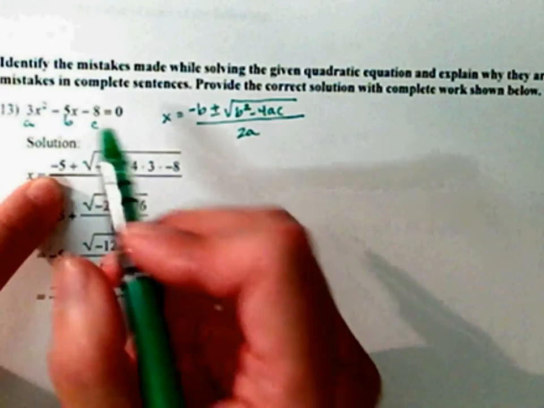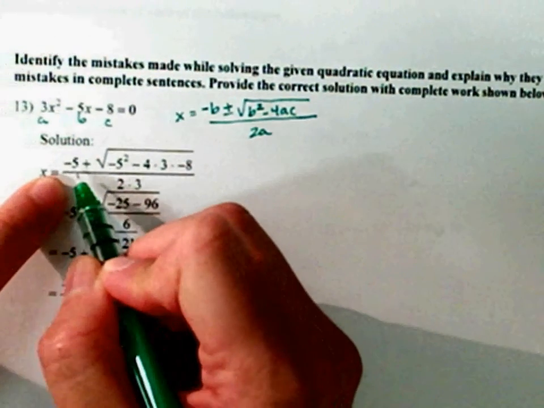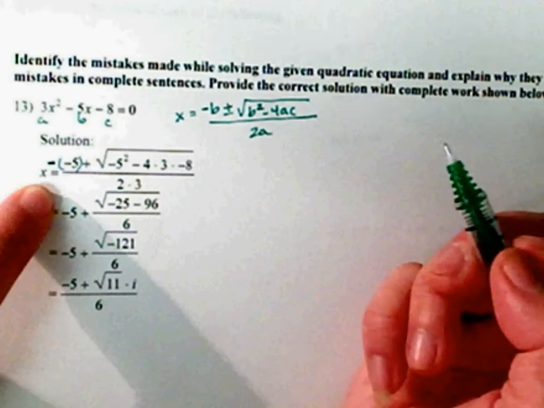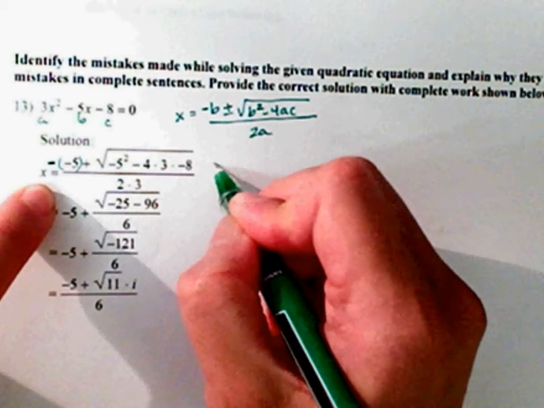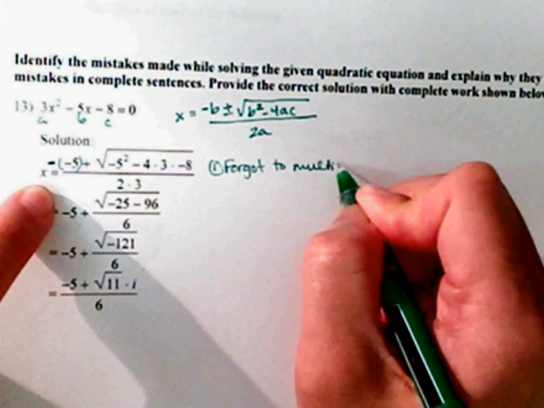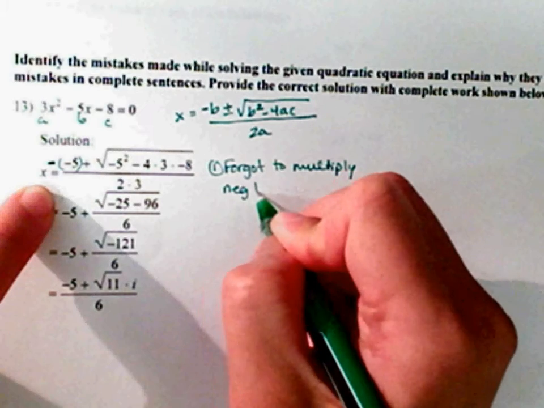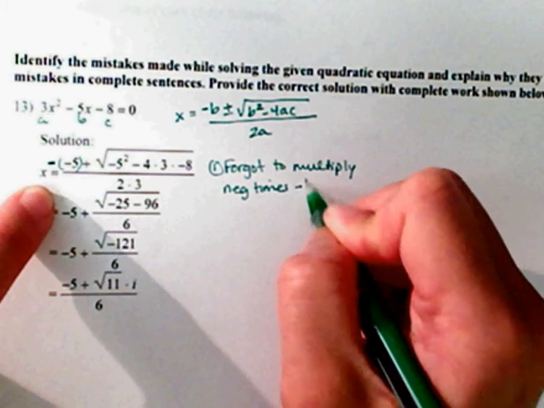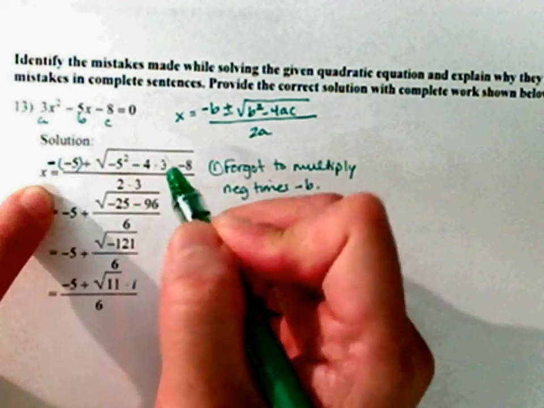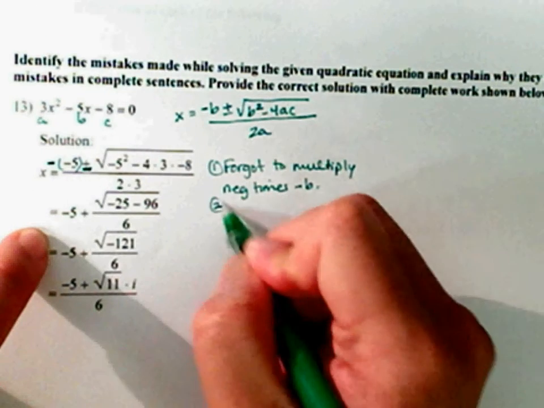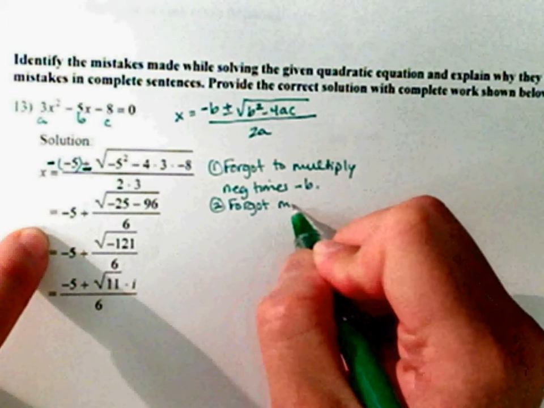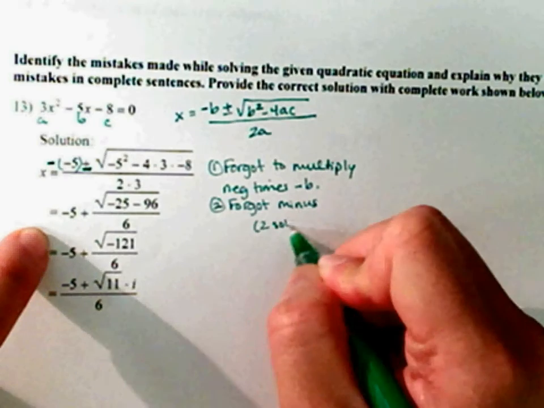So you have, first part, negative b. And if you look, this is your b. So they forgot the negative right there already. So first of all, they forgot number 1. Forgot to multiply negative times negative b. So that makes it a positive, okay? So it should have been a negative times a negative, plus or minus, okay? They also forgot the minus because there are 2 solutions.